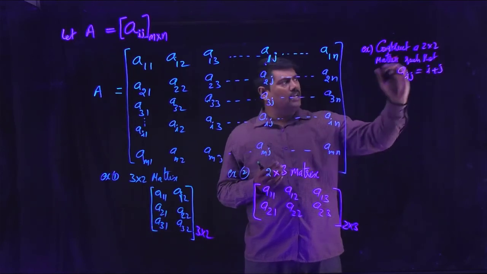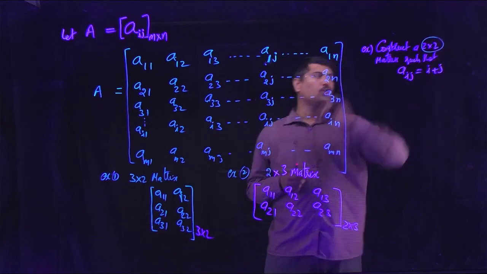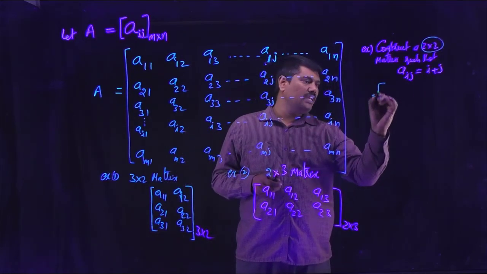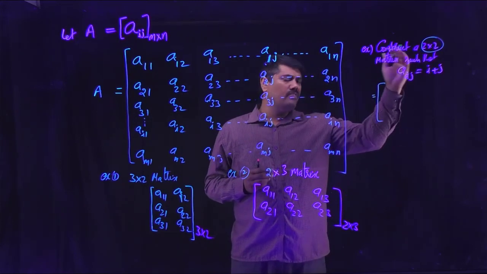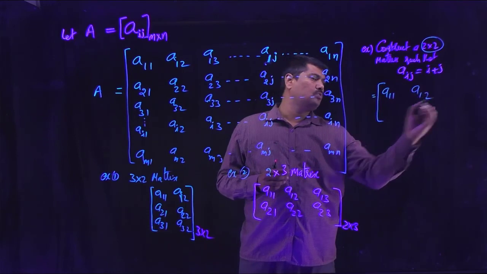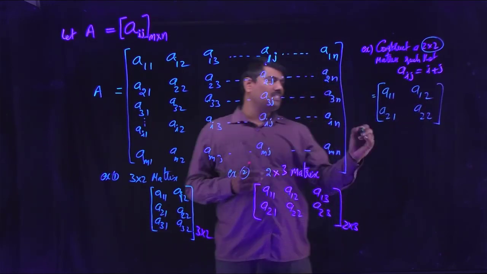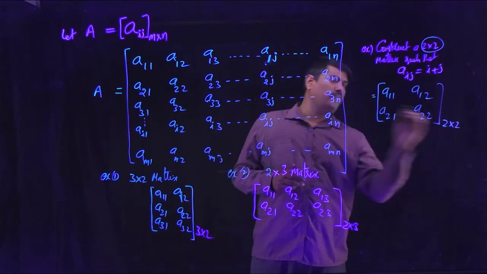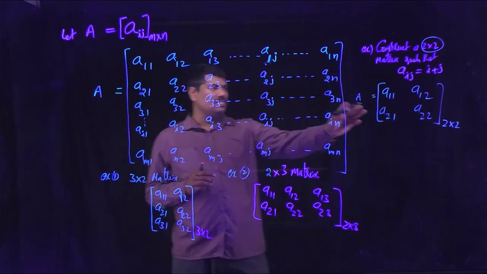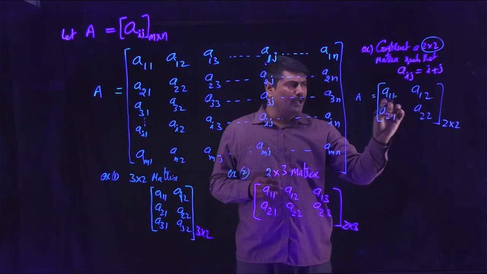Whatever may be the condition, the important point you have to observe is that you are constructing a 2 by 2 matrix. So what is the format of a 2 by 2 matrix? That is like this: A11, A12, A21, A22. This is the general example of a 2 by 2 order matrix. Now you have the idea how you can find the elements.